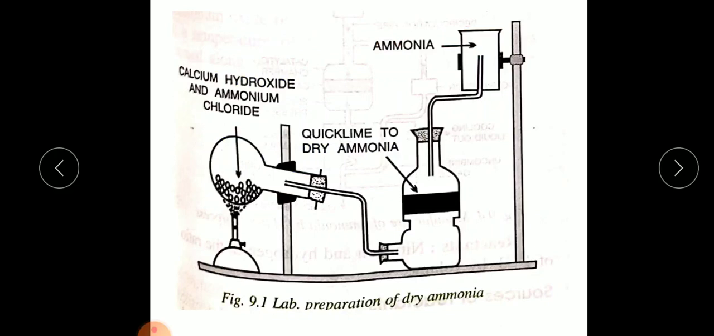So this is the arrangement that is required for the lab preparation of ammonia gas. In this we have a round bottom flask which is fitted with a cork, and this is the delivery tube which is connected to the dryer, where the ammonia that is produced is dried by quicklime, and after drying it is passed into this gas jar.